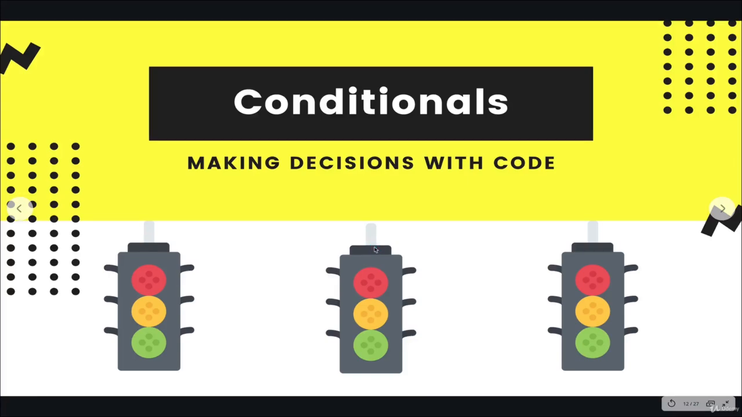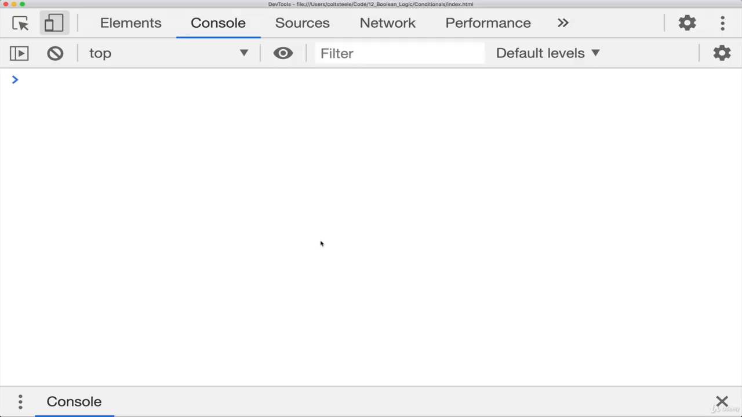Okay, so we've seen how to run our code from a file, and we've seen how to do some simple comparisons. How to do something like, well, where's my console? Here we are. Is some variable, let's say age, greater than 18? But we haven't seen how to do anything using these comparisons.